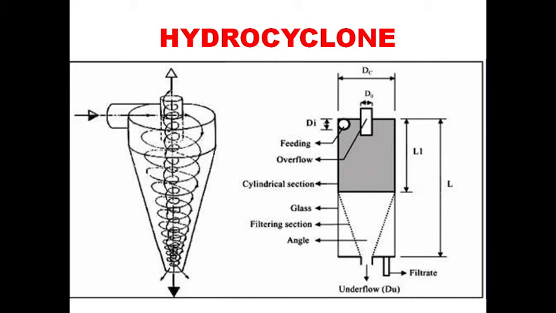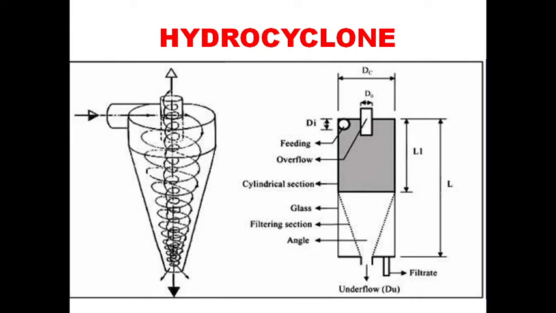Vortex finder, refer to this first diagram. Vortex finder draws the water and fine material to the overflow, while the coarse material makes its way out the apex.